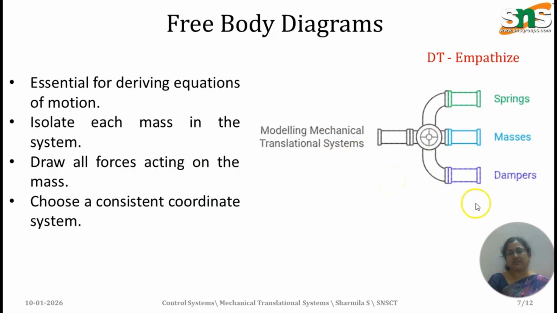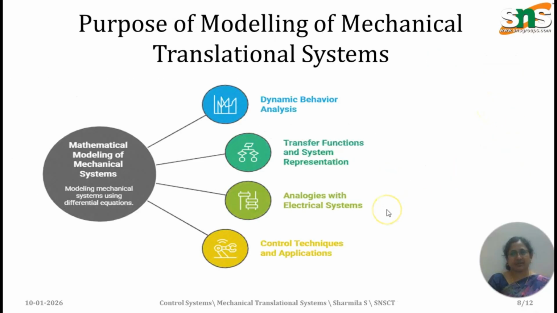These are the basic three elements of mechanical translation systems: spring, mass, and damper. And the purpose of modeling a mechanical translation system is to model the mechanical system using differential equations. So it gives dynamic behavior analysis, transfer functions, and system representation analogous with electrical systems, and it is used to derive control techniques and applications of the system.